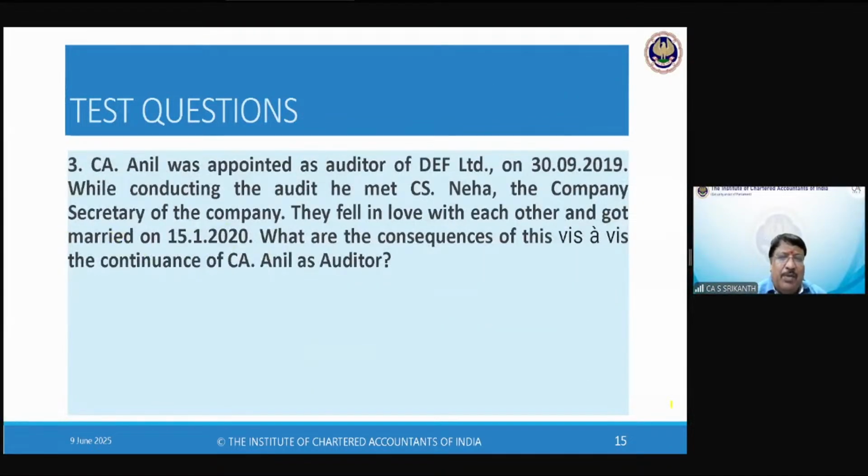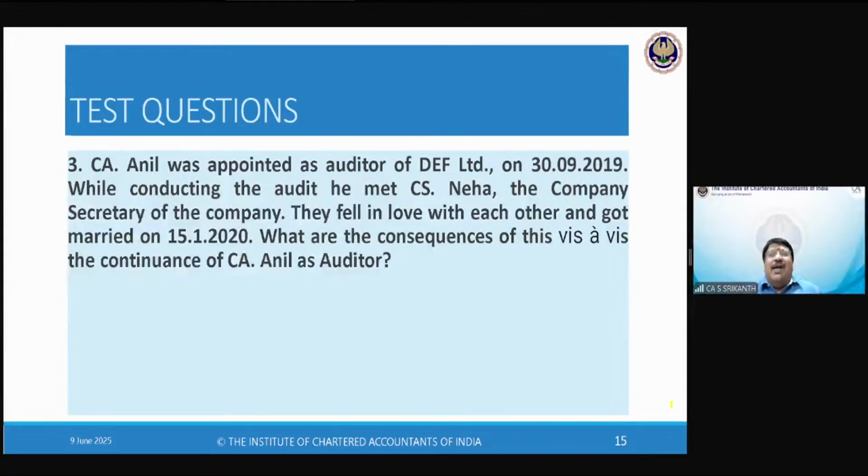This is the ultimate prem ki kahani. Seriously, it's a beautiful story. Even if we forget the company law and the boring aspect, look at this story. CA Anil was appointed as auditor of DEF Limited on 39/2019. At that time, no problem. Anil is auditing DEF Limited. While conducting the audit, he met CS Neha, company secretary of the company. They fell in love with each other.